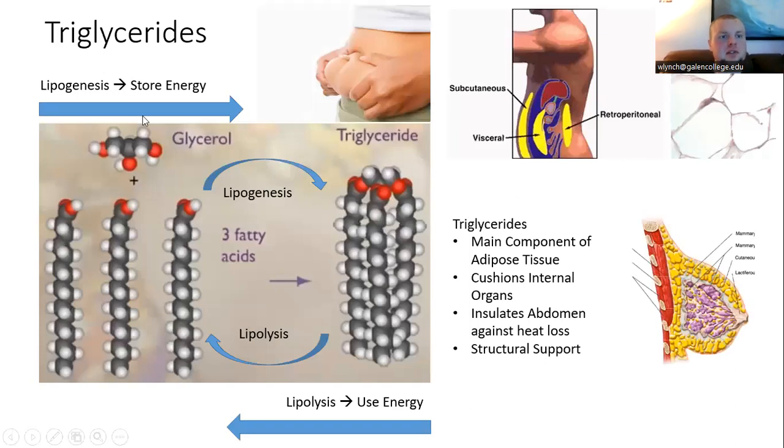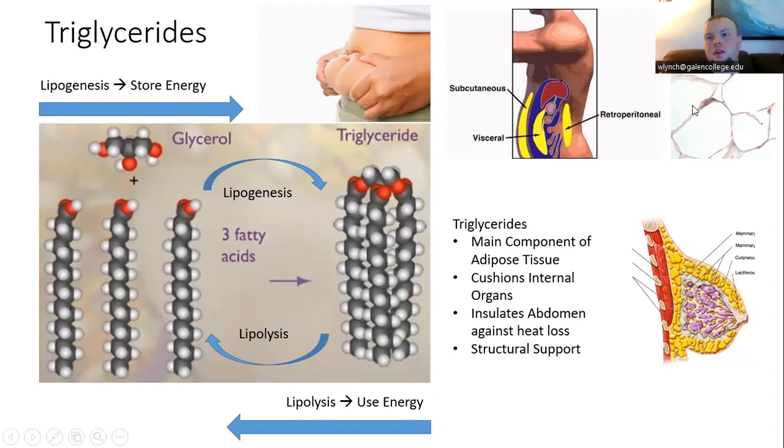So triglycerides are our storage form. We have a glycerol head group and 3 fatty acid tails. When we create fatty acid storage, we form a triglyceride by binding the 3 fatty acid tails to the glycerol head group. Triglycerides are the main component of adipose tissue that we find in the body. It's our main storage form of fat. It provides insulation for the abdomen and provides structural support for the internal organs.